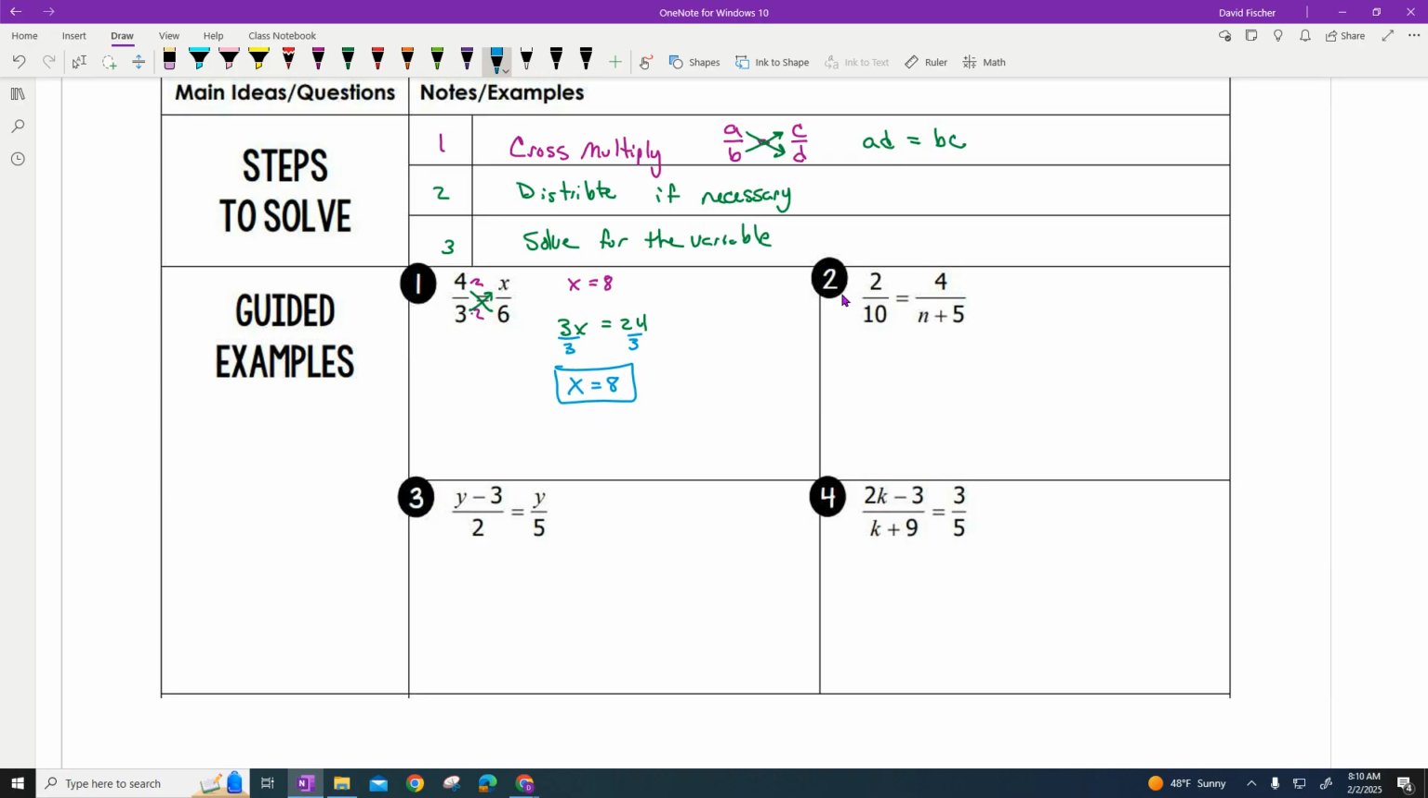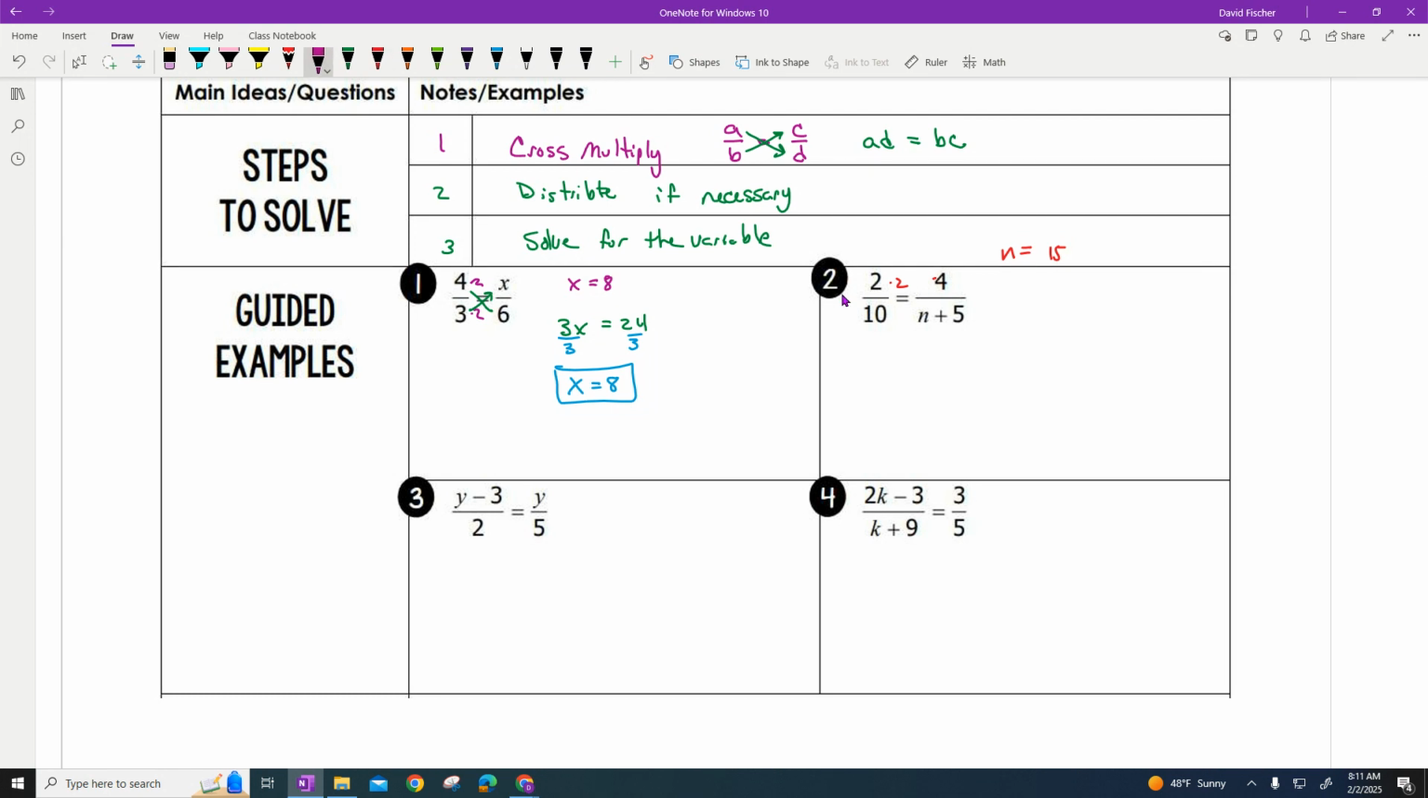Okay? But sometimes it's a little bit more complicated. Some kids would do this. Hey, I know 2 times 2 is 4. And so 10 times 2 is 20. I need this to be a 20, and so I think in my answer here, n has to be 15. Again, that would be a very nice, easy mental math one. But let's do it using algebra.